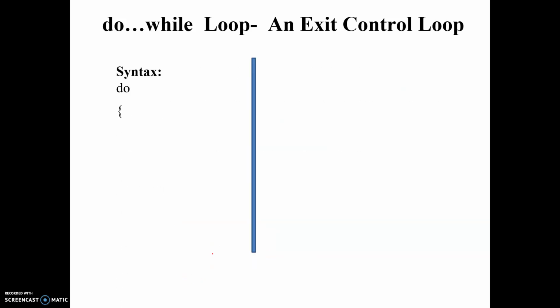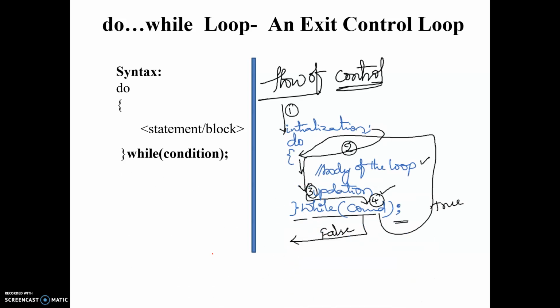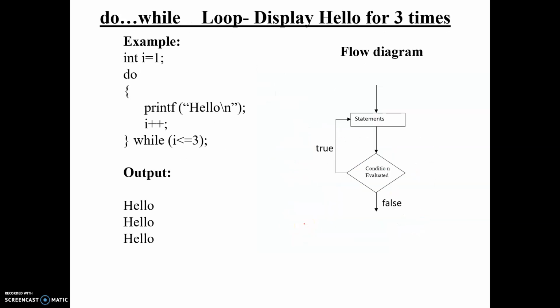Let us see the syntax of this. First we are going to initialize a loop control variable, then the body of the loop, then the updation will happen, then we check the condition. If the condition is true, then the do block is going to repeat, otherwise it will come out of this while loop once it's false. Let us see an example.